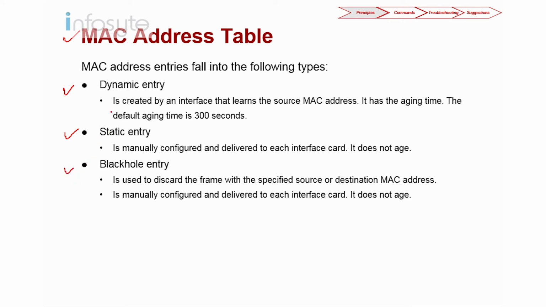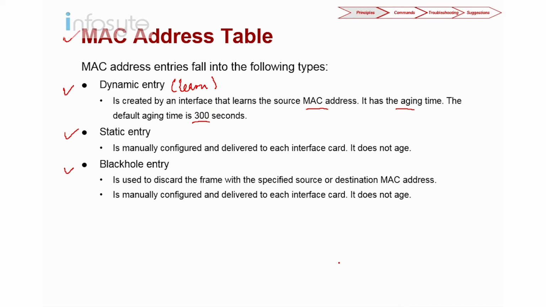Just to recap, when we do a switch, you notice that the switch will learn the MAC address on its own, because when the host is connected, it is going to send a MAC, and this MAC is captured and learned dynamically by the switch. So it is created by the interface that learns the source MAC address. It has an aging time, and by default the aging time is 300 seconds.